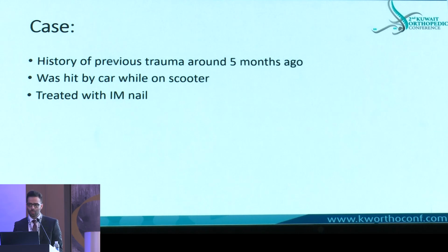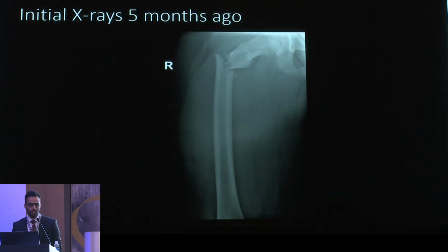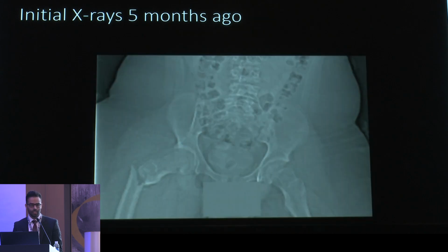During that time, he was on a scooter and he was knocked by a car. He was treated at the time with an intramedullary nail. As you can see, it's a subtrochanteric fracture of his right femur. And looking at this x-ray, I consented the patient to sharing his images. You can see the technical challenges that you can face with this case given the big soft tissue envelope.